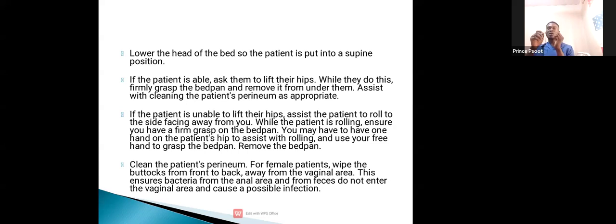So, clean the patient's perineum. For female patients, you wipe the buttocks from front to back, away from the vaginal area. This ensures that bacteria from the anal area and the feces do not enter into the vaginal area and cause possible infection.